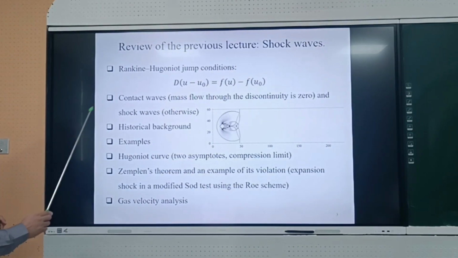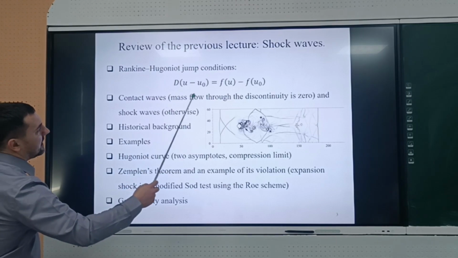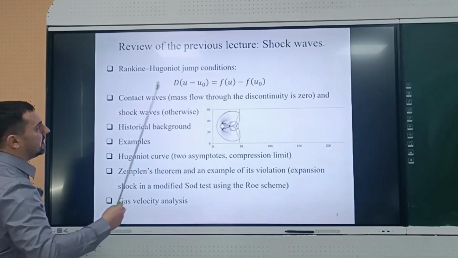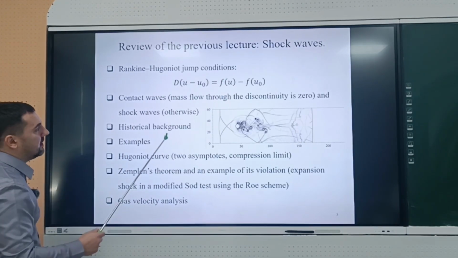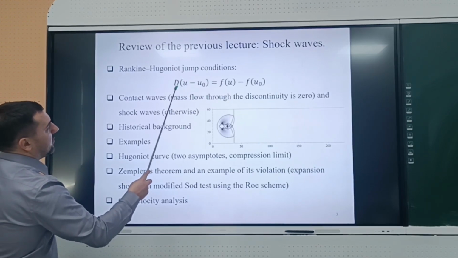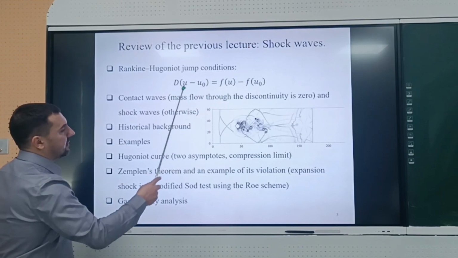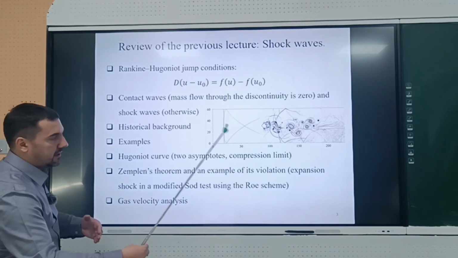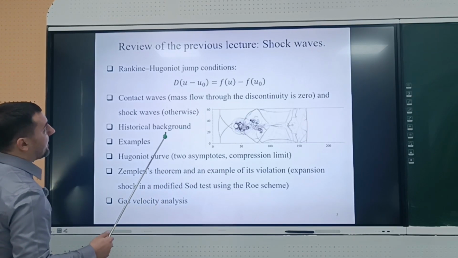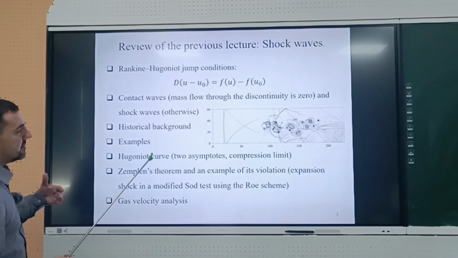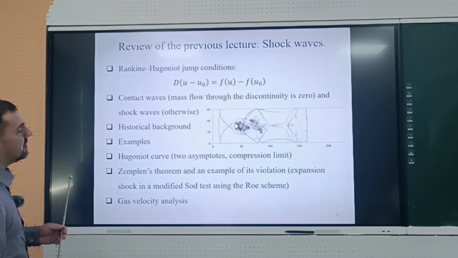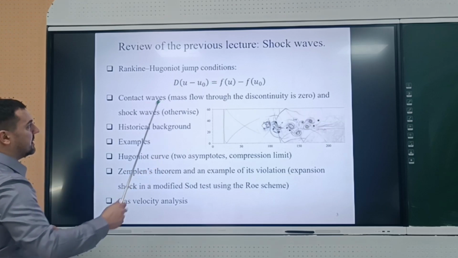The main result is that we obtained the Rankine-Hugoniot jump conditions. Most likely in the literature you will meet this notation. Here d is the velocity of the discontinuity, u is the conservative variables vector behind the discontinuity, and u0 is the vector in front of the discontinuity, and f is the flux vector. You can check that all our Rankine-Hugoniot jump conditions that we derived last time can be written in this form.